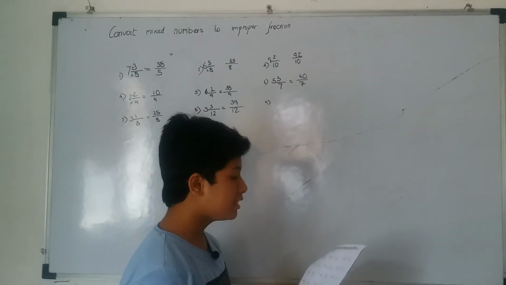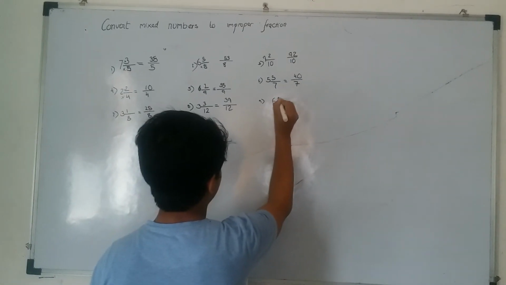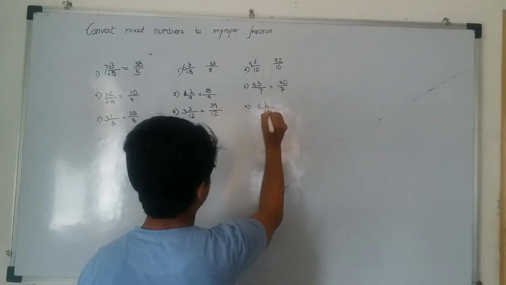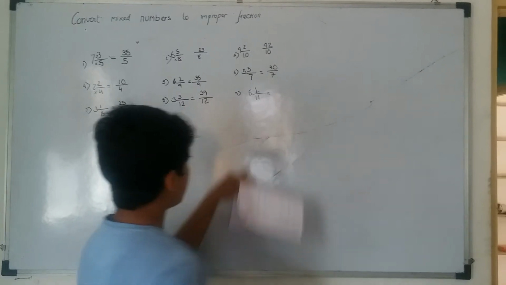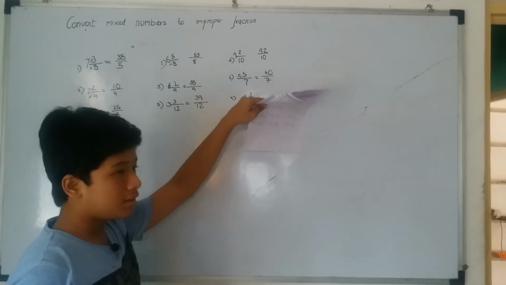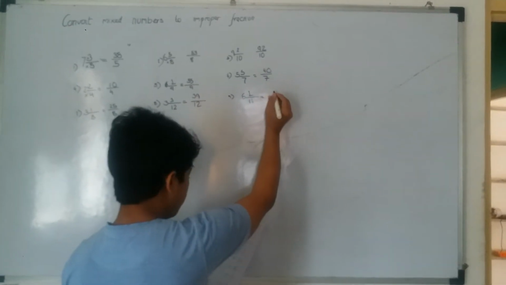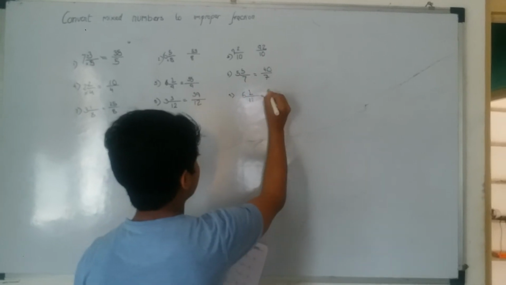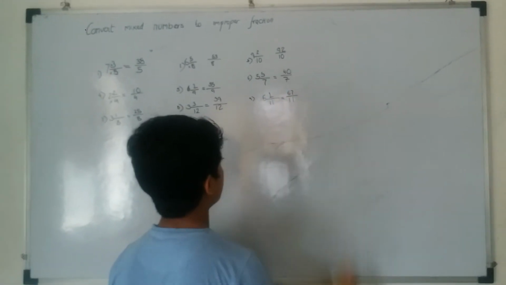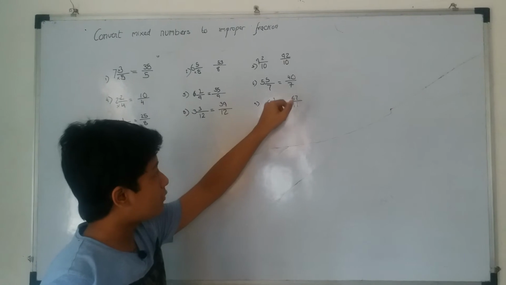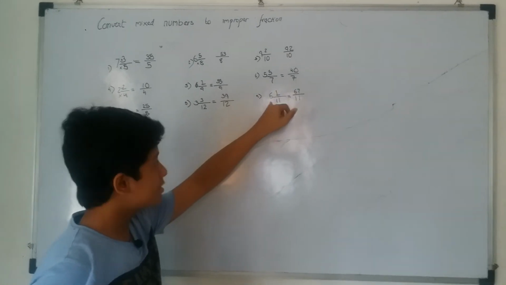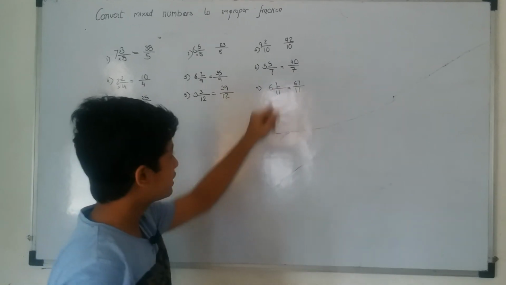See, in the ninth question, 6 1 upon 11. See, 11 6s are 66 plus 1, 67. 11. You have to see that you don't have to multiply with the numerator. Always you have to multiply the denominator with the outside number.